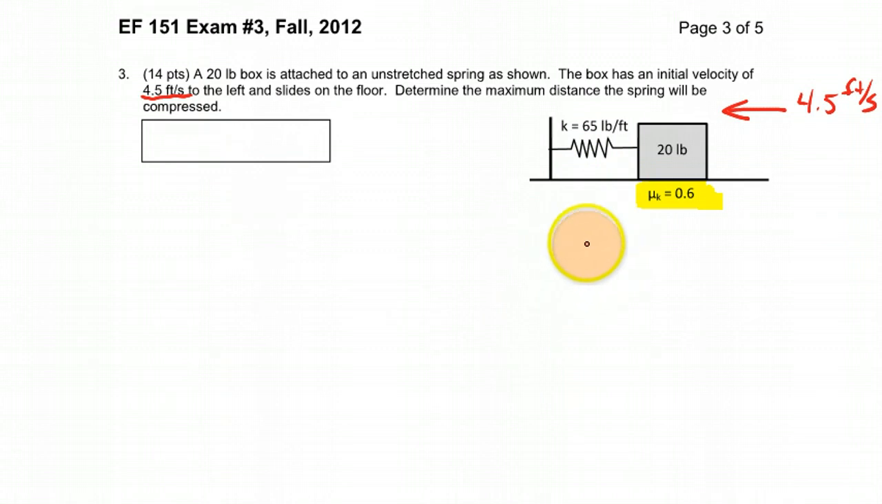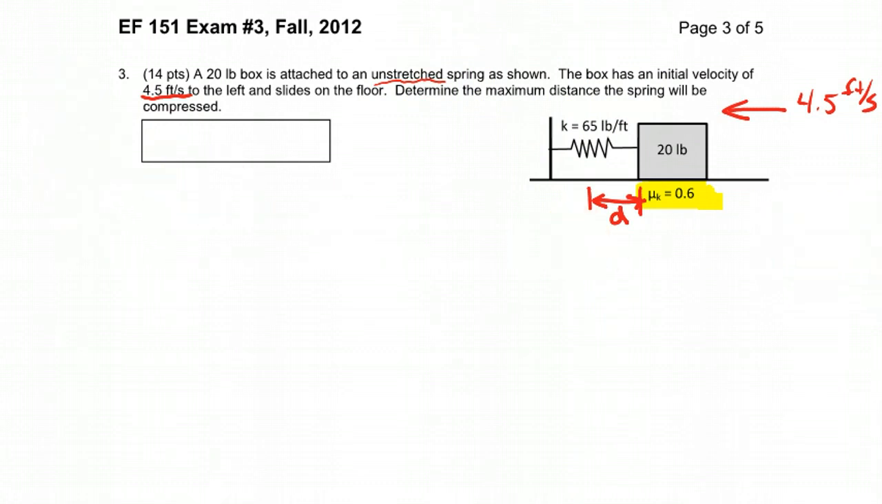Alright, so let's see how to draw that. Basically we'll just label this distance D. So it's going to slide some distance D. Also notice that it says it's attached to an unstretched spring. So this means that the initial stretch in the spring is 0.